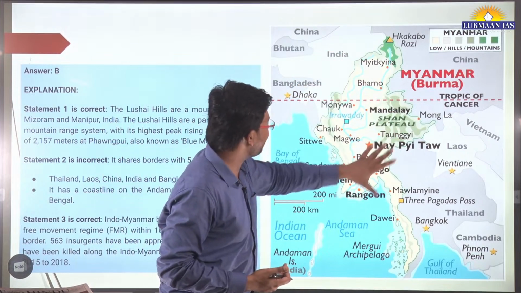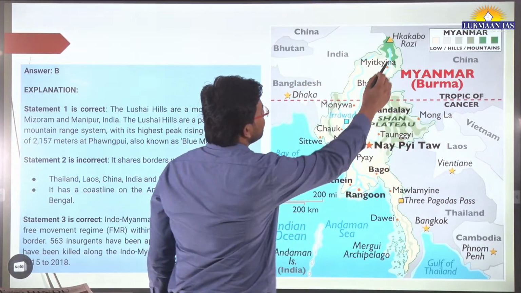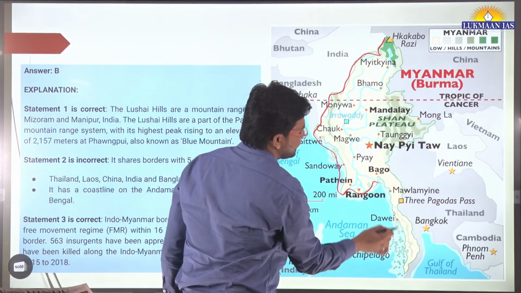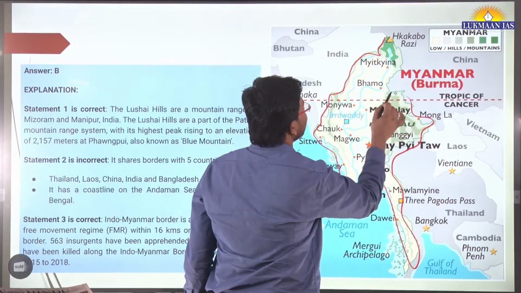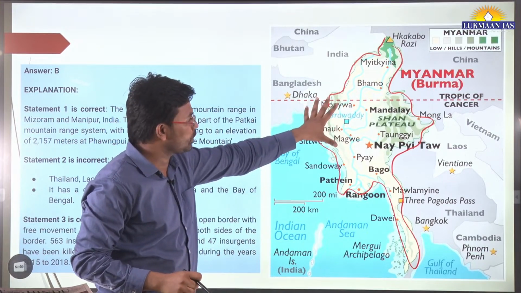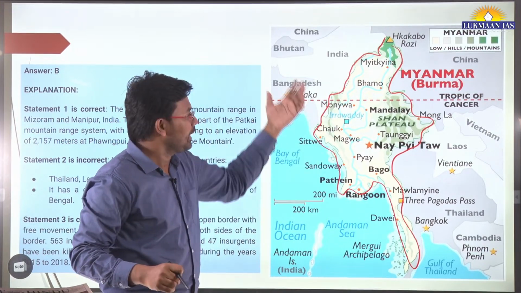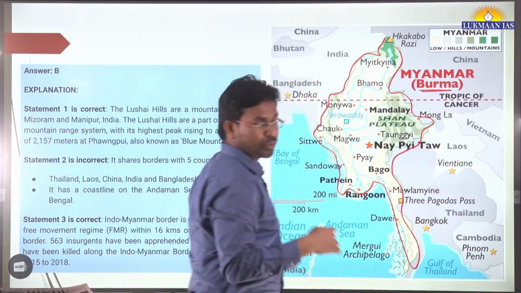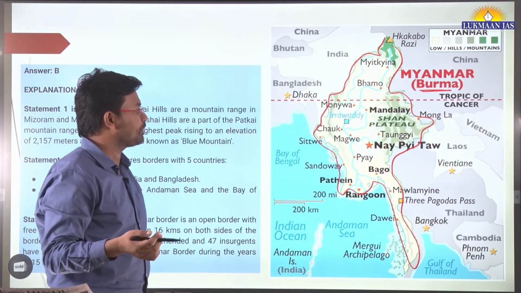So this is the map of Mizoram over here, right? See the more colorful area that you can see in this map. It is of Myanmar, right? It is known as Myanmar. Myanmar is a country. It was earlier historically known as Burma also. Earlier it was known as Burma, but now it is known as Myanmar.